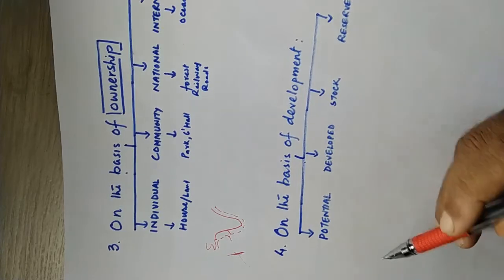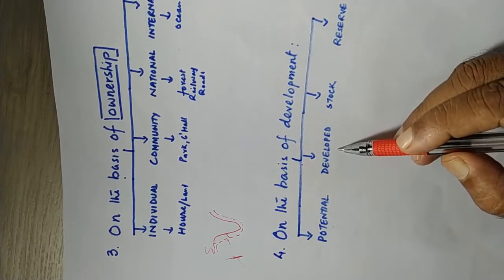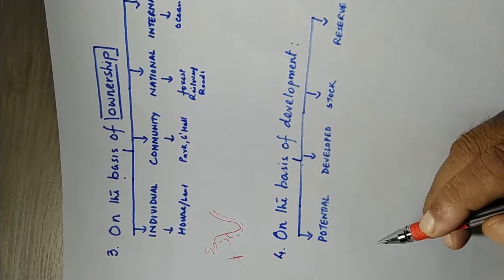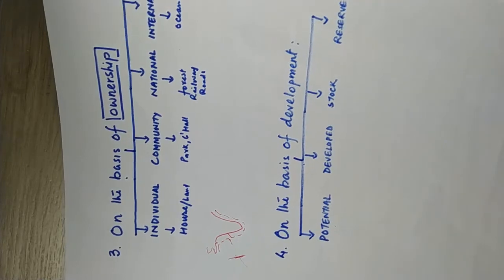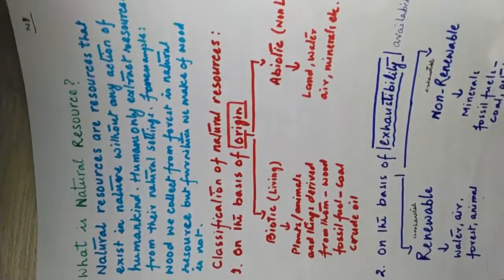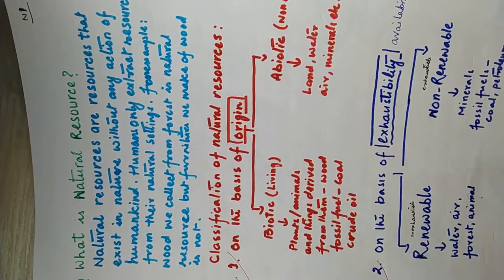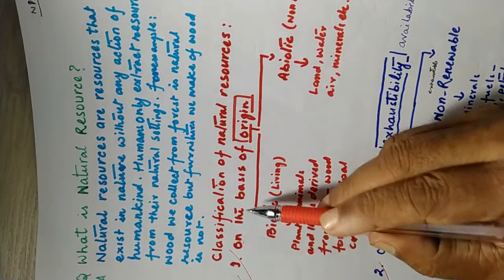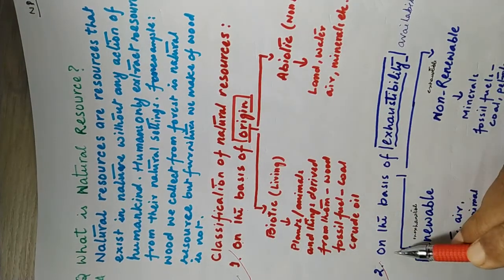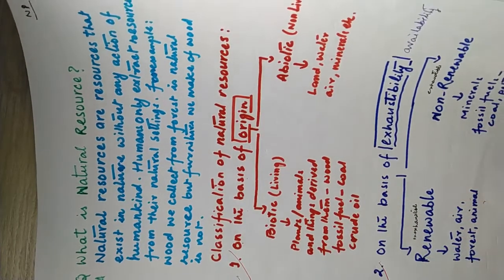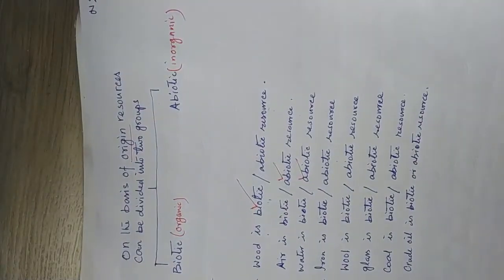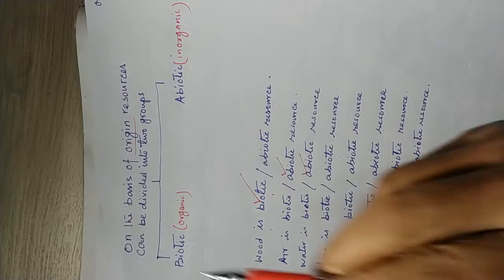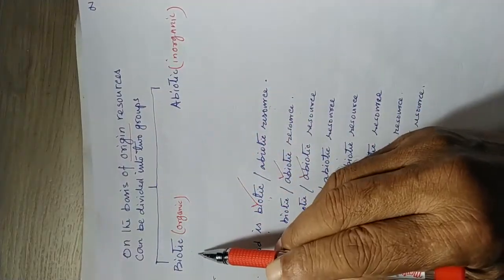On the basis of development means potential developed resource or stock resource or reserves. So I will also explain it later on. Today I am going to actually explain these two classifications. First is on the basis of origin and second is on the basis of exhaustibility. So let us start. First is on the basis of origin. Resources can be divided into two groups, that is biotic and abiotic.